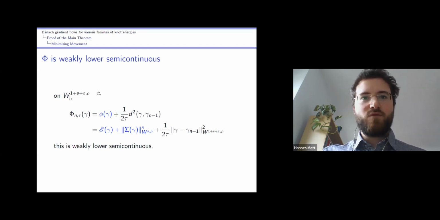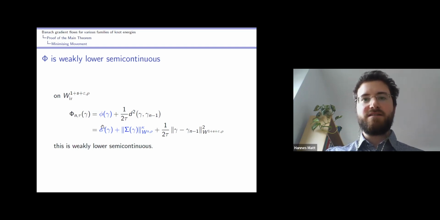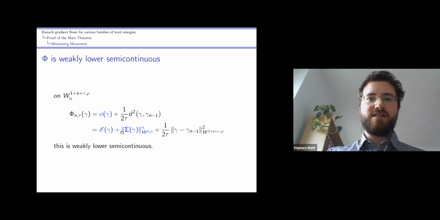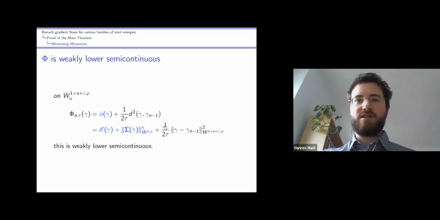By assumption, if we are here, the total energy, this phi here, is the knot energy plus this logarithmic strain term. And this thing here, by assumption, is weakly lower semi-continuous. This here is also, because this Sobolev-Slobodeckij norm is essentially an integral with a non-negative integrand. So by Fatou's lemma, we get the weak lower semi-continuity of this thing here. And the norms on these Sobolev spaces are also weakly lower semi-continuous.